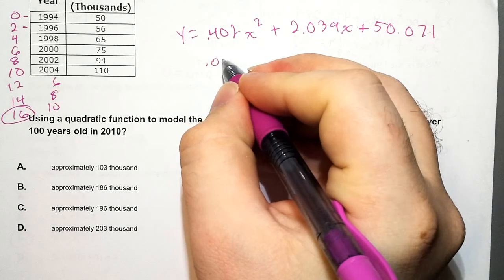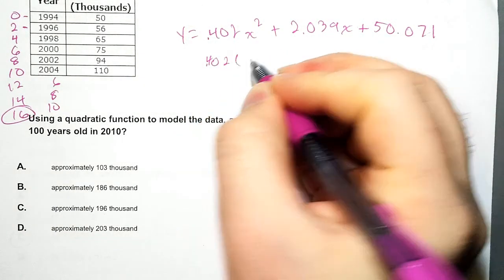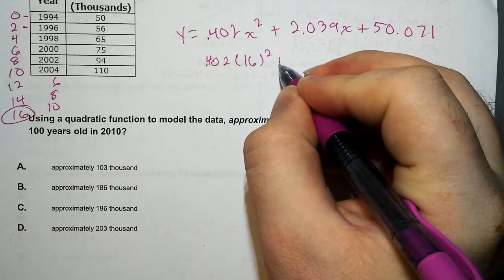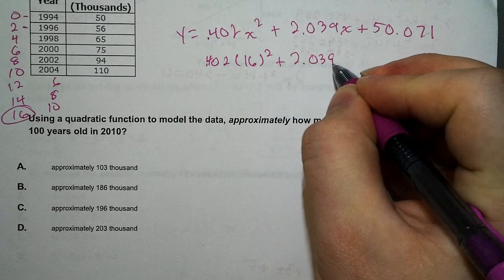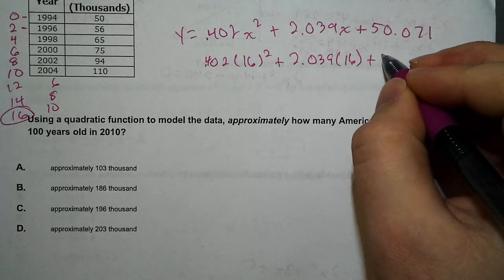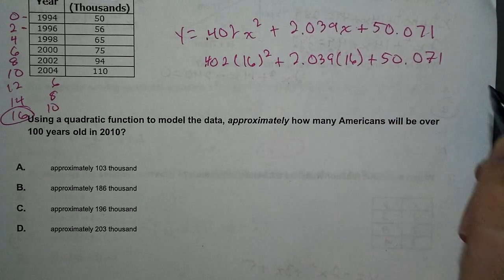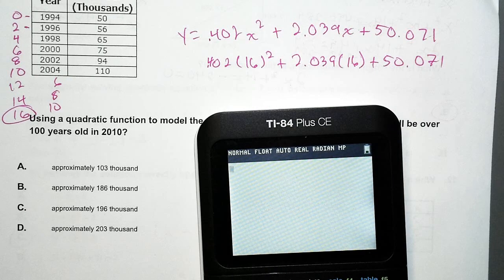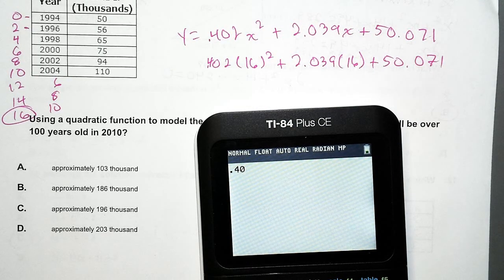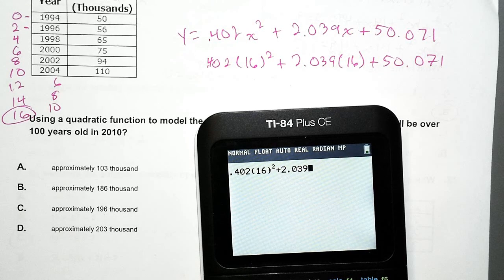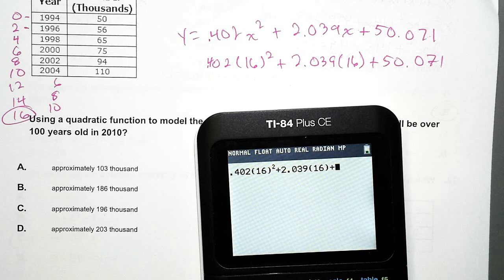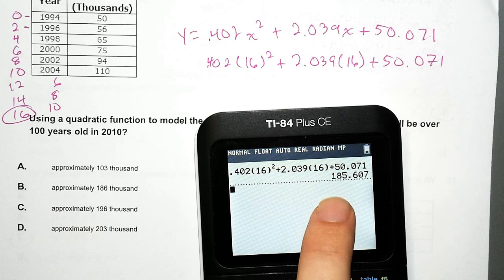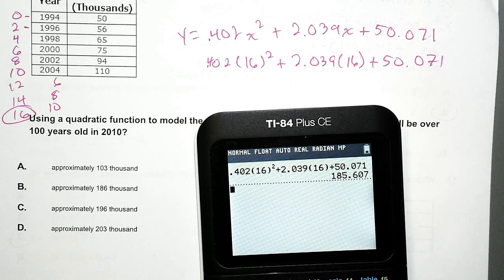So we've got 0.402 times 16 squared plus 2.039 times 16 plus 50.071. And all you do is plug it in. So 0.402 times 16 squared plus 2.039 times 16 plus 50.071. I got 185.607, so that'd be really close to 186.